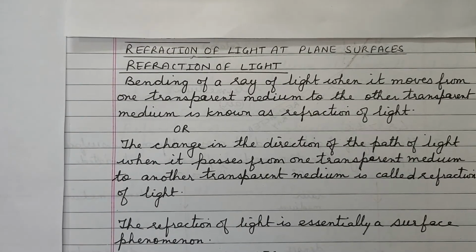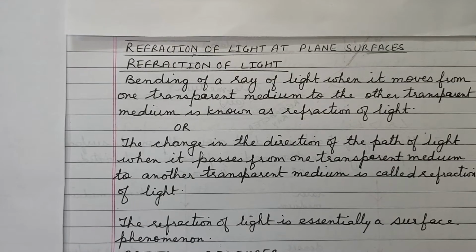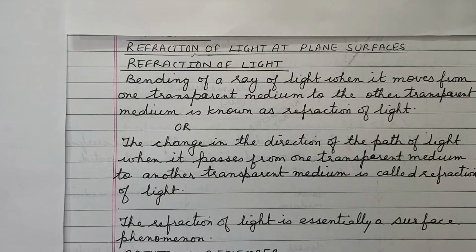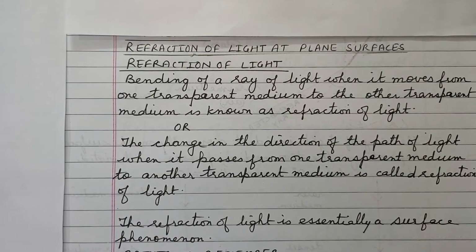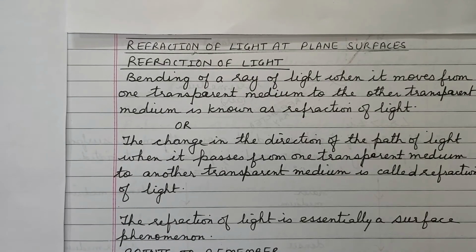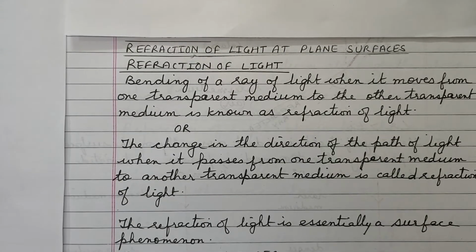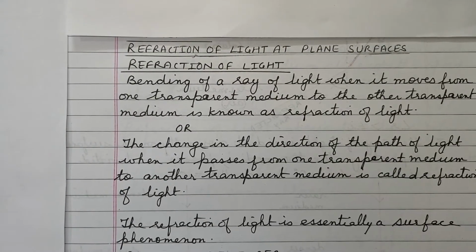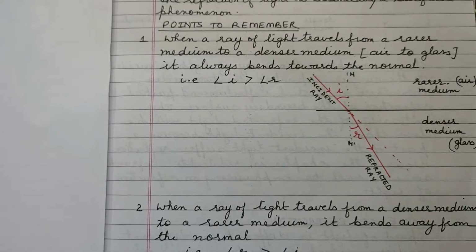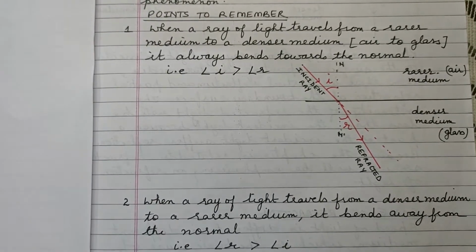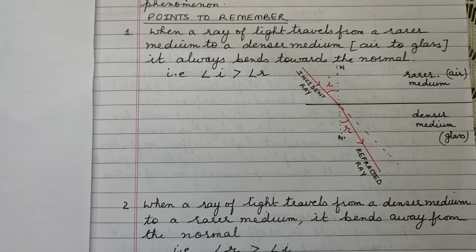In your examination, you can write any one of the definitions. And please remember that the refraction of light is essentially a surface phenomenon. To show the ray diagrams for the refraction of light, we have to remember basically 3 points. The first point: when a ray of light travels from a rarer medium to a denser medium, it always bends towards the normal.